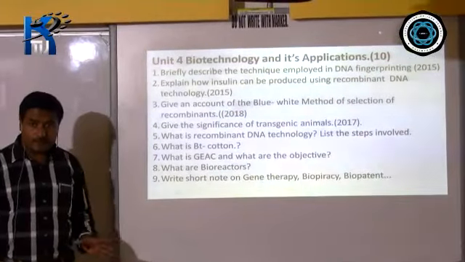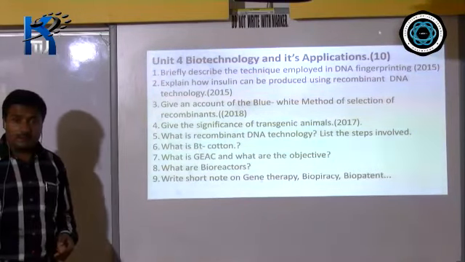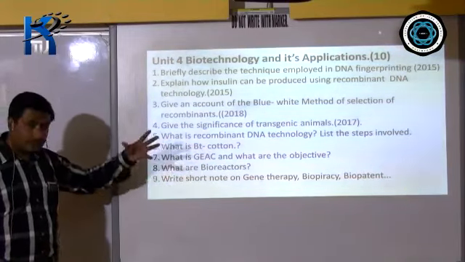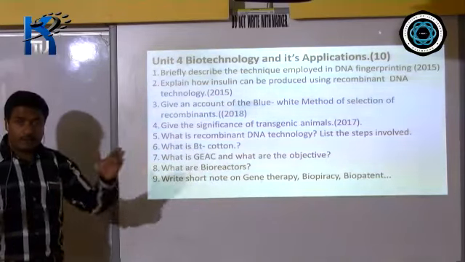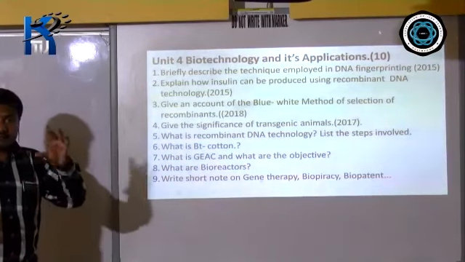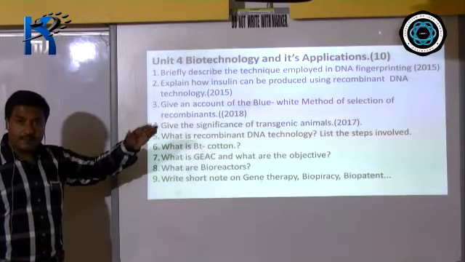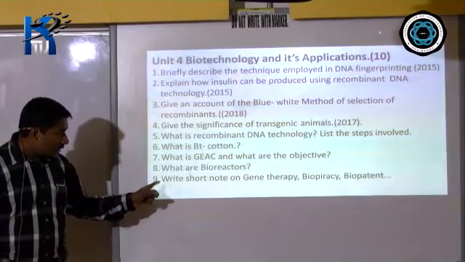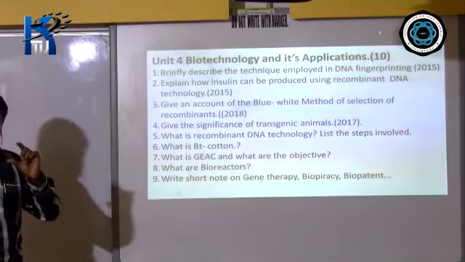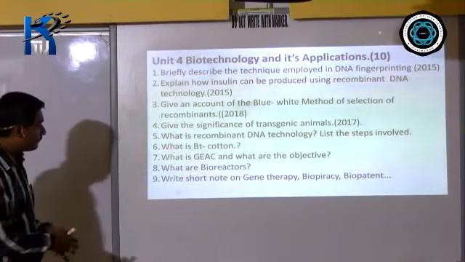What are bioreactors? All the proteins, all the types of biochemical engineered products made through biotechnology, those reactors are bioreactors. In this, a question has also come regarding the setup of the apparatus, each and every component of that apparatus, and its utility, its process, and how it is being done. Another one: write short notes on gene therapy, biopiracy, biopatent, and so many short-note type terms are there. Try to go through this chapter.